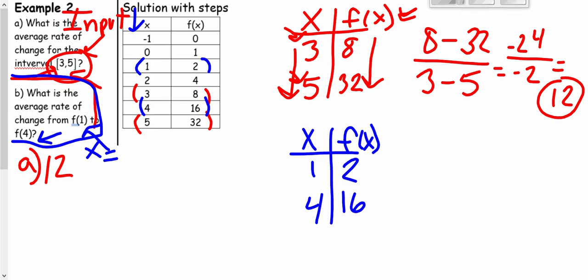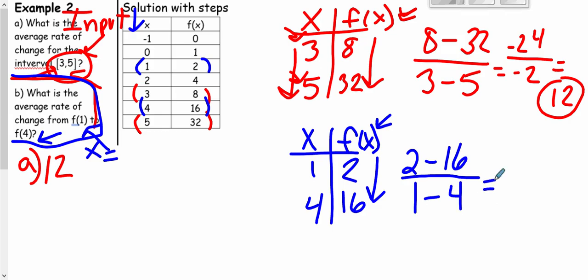So I'm going to start with my y values. Y is the same as what? As f of x. So what are the two values I'm going to subtract? 2 minus 16, and I'm going to put that over what? 1 minus 4. When I do this, 2 minus 16 is a negative 14, and 1 minus 4 is a negative 3. When I reduce that, it just reduces to a positive 14 over 3.